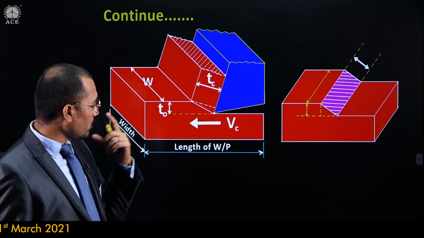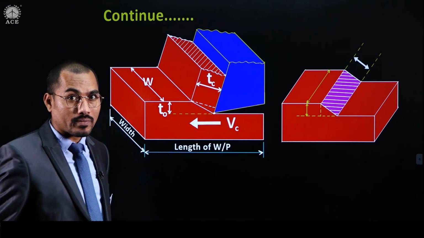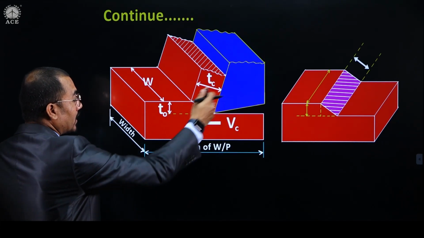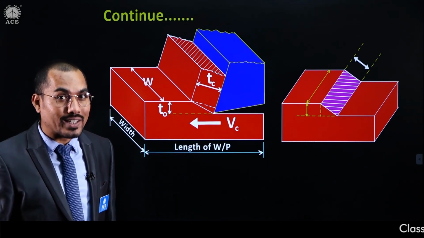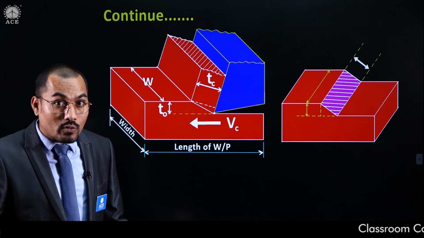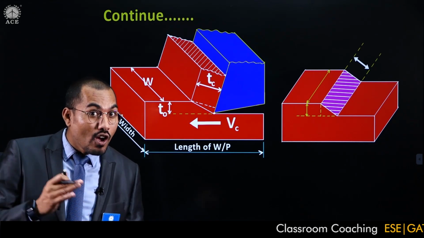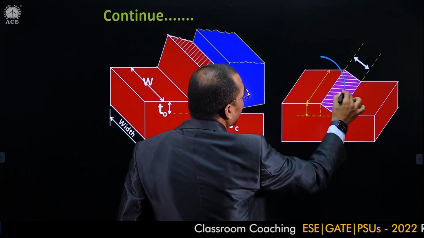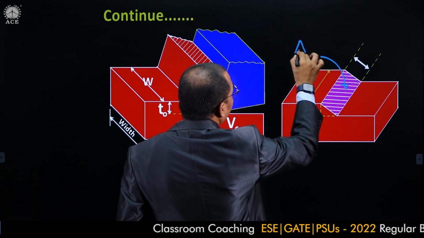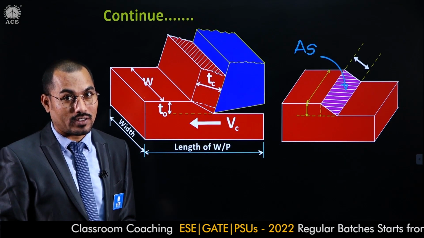If I go to the metal cutting operation, we know that this is the tool. It is engaged with the workpiece. When it is engaging, it will apply force, and because of that there is a shear plane along which the shear fracture takes place. Whichever force is acting along the shear plane is called the shear force, which is responsible for the shear fracture to take place. And this is called the shear area, along which shear fracture takes place.